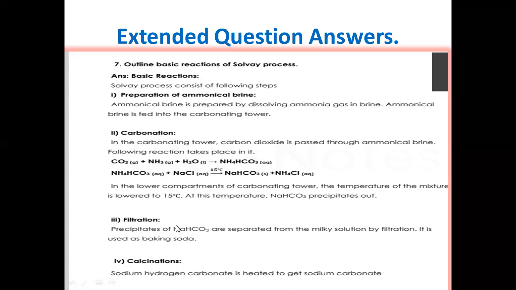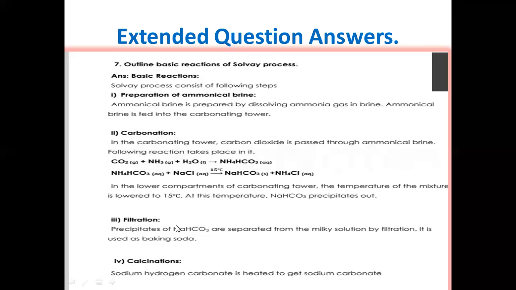So, preparation of ammonical brine. Ammonical brine is prepared by dissolving ammonia gas in brine, by passing ammonia gas into the concentrated solution of sodium chloride. Then ammonical brine is fed into the carbonating tower. In the carbonating tower, carbonation takes place, where carbon dioxide is passed through the solution, and after passing carbon dioxide gas, it will convert into sodium hydrogen carbonate. Sodium hydrogen carbonate, I told you, is called baking soda.